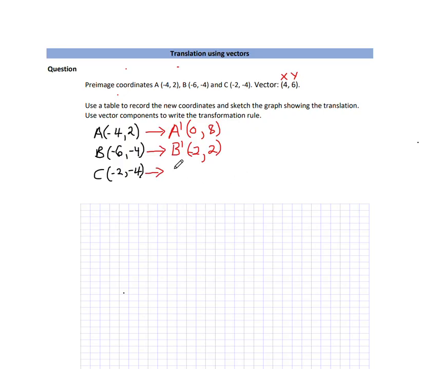To find C prime, we're going to use a similar method. We add 4 from the vector to -2, which is the x value from C. 4 plus -2, of course, gives us 2. Then 6 from the vector to -4 from C, which is the y value in C, and 6 plus -4 gives us +2. So the image for C, which is C prime, is (2, 2). So we have developed all the coordinates of the image under this vector translation (4, 6).